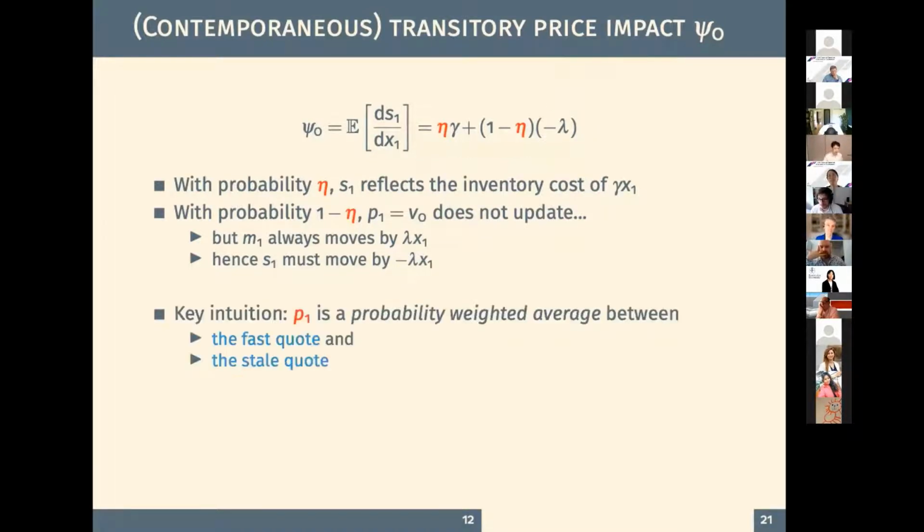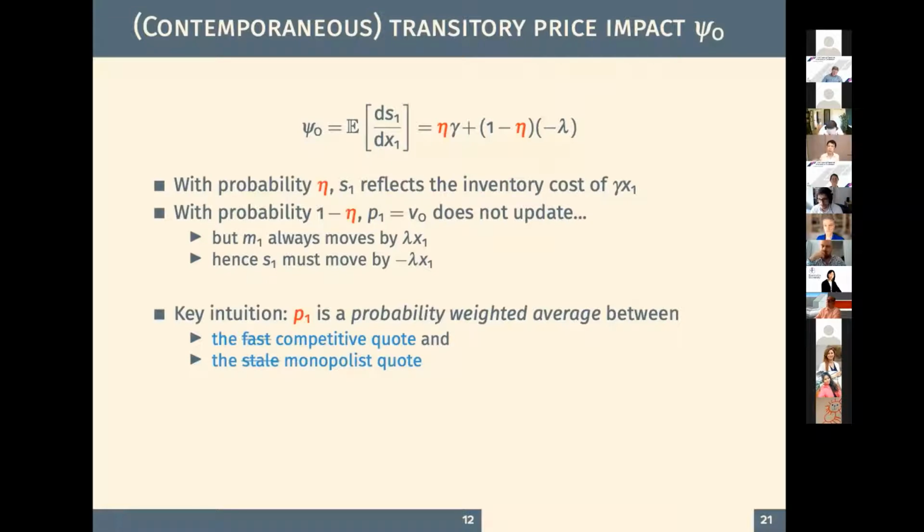Okay, so the key intuition is that the P1, the observed price, the mid quote, is the weighted average between the fast and the stale quote. And I call it fast and stale quote. You can also think of it as the competitive quote or the monopolist quote. Why? Because being fast alone doesn't make sure the price is always efficient.